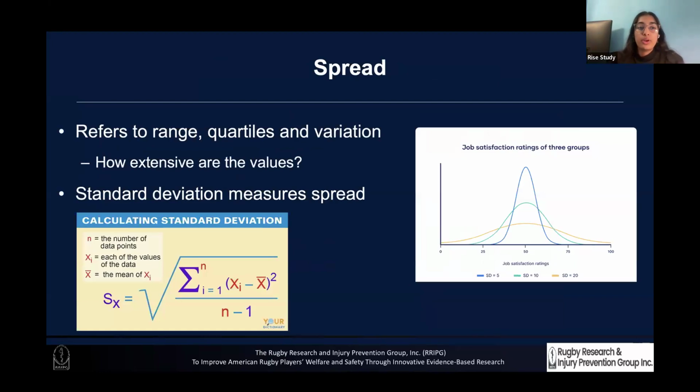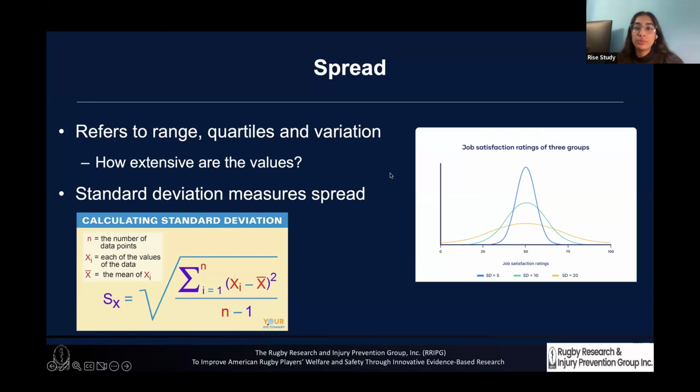The next thing we look at is spread. Essentially, how far out is the data from one another? And this refers to range, quartiles, and variation. Essentially, how extensive are the values? So I have an example here on the right, which is job satisfaction ratings of three groups. As you can see, the spread for all three, despite having the same central tendency, around 50, as you can see here down the middle, is different. So for the blue one, it's closer together, and for the yellow and green, they get farther and farther apart.